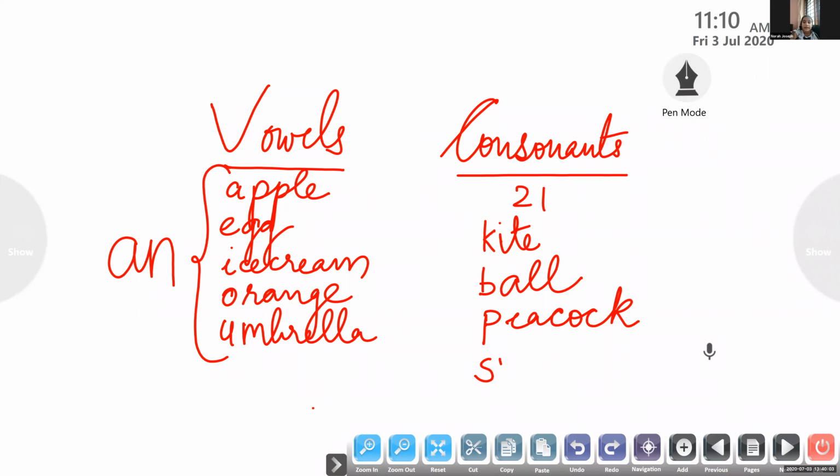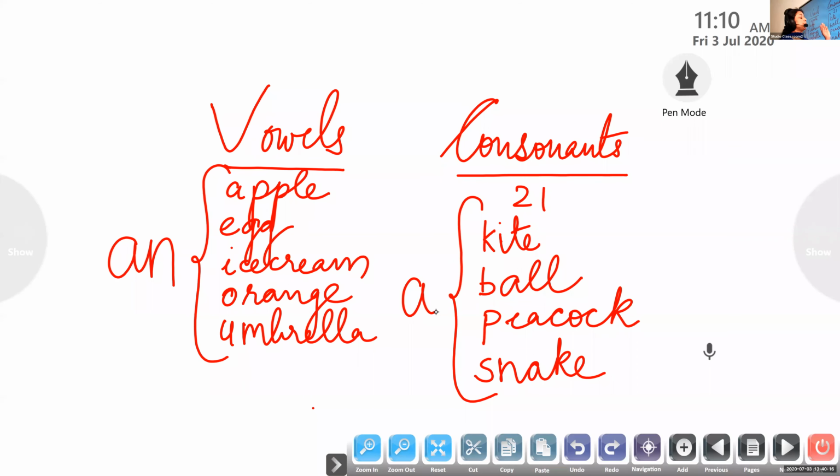Yes, snake. So, what do we use before the consonants? We use A before words beginning with a consonant or consonant sound. Is that clear to everyone? Yes. So for words beginning with a vowel or a vowel sound, we use the article an, and for words beginning with a consonant or a consonant sound, we use the article A. Is that clear to everyone?